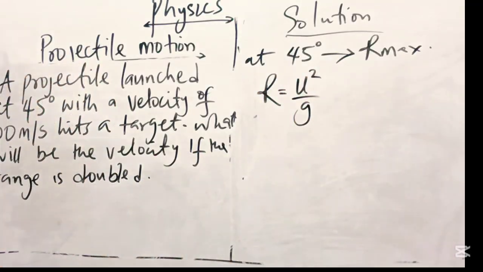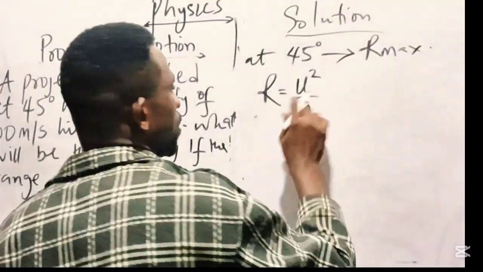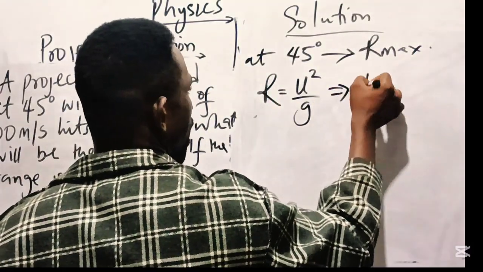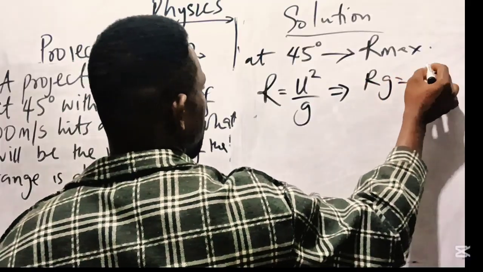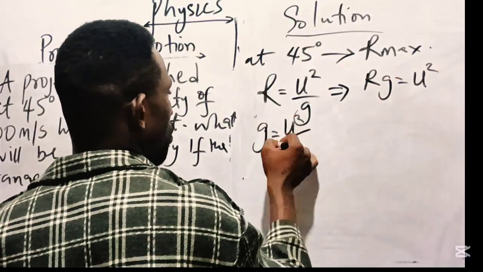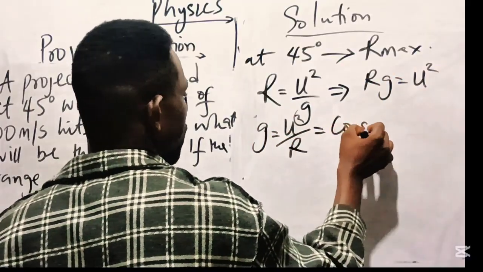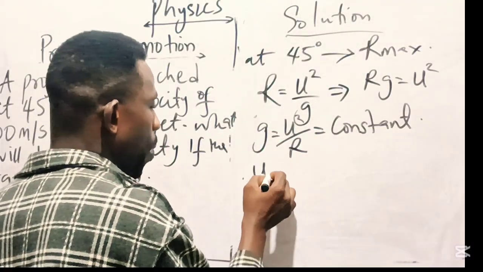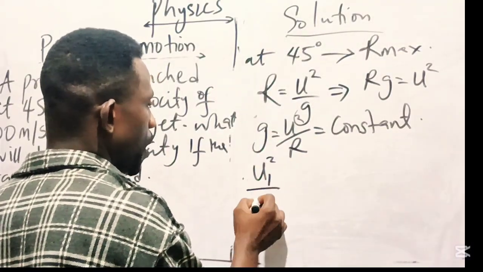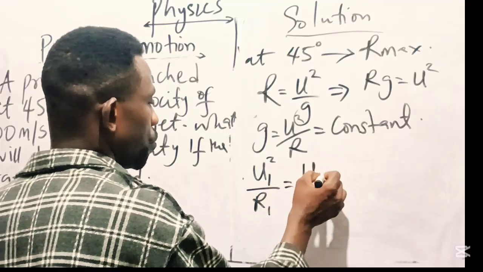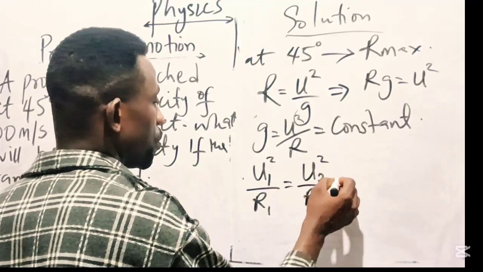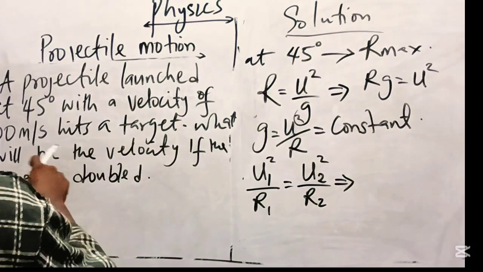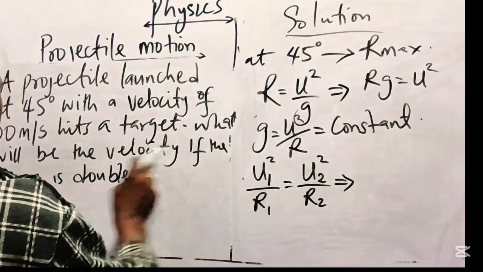We do not consider the sine because sine 90 is 1. So if that is the case, we have RG equal to U squared. G is equal to U squared all over R, which means this is constant. If it is constant, we now have that U1 squared all over R1 is equal to U2 squared all over R2. This will give us huge insight on how to solve it. We are looking for U2 if the range is doubled.